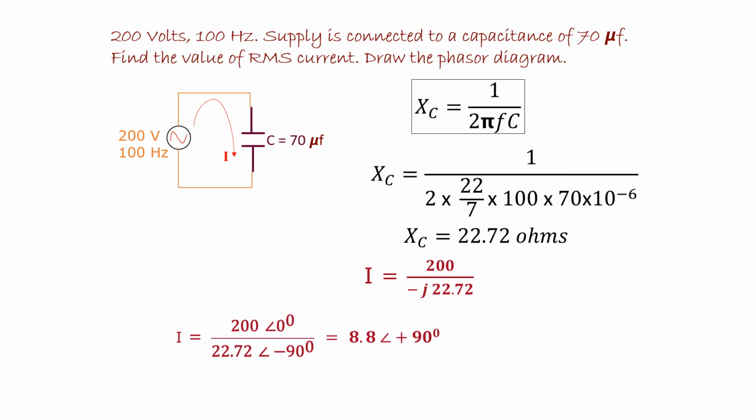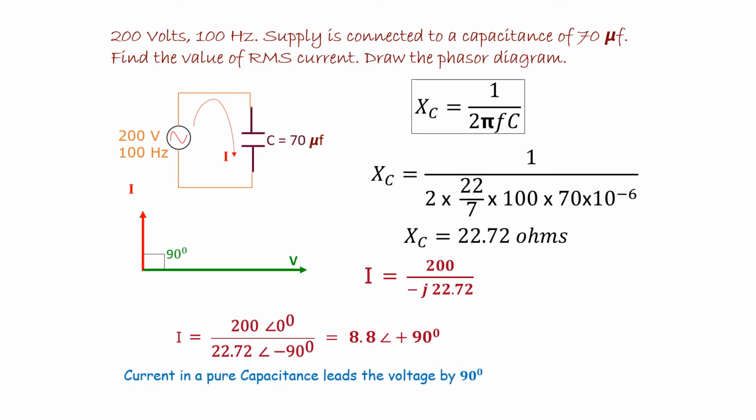Now the current I is 200 angle 0, because we are taking voltage as the reference at 0, divided by the capacitive reactance written in its polar form. The I will come out as 8.8 amperes with angle plus 90 degrees. This is the phasor diagram. From this problem, we can see that the current in a pure capacitance leads the voltage by 90 degrees.